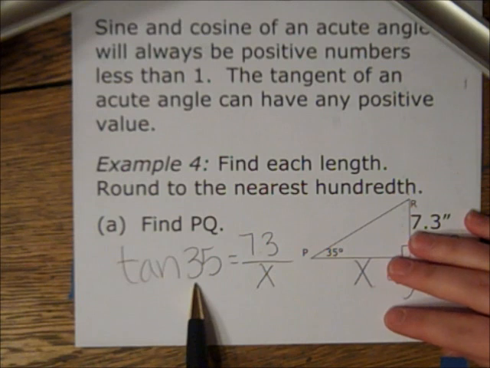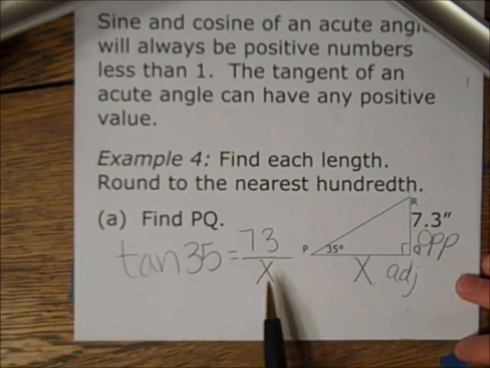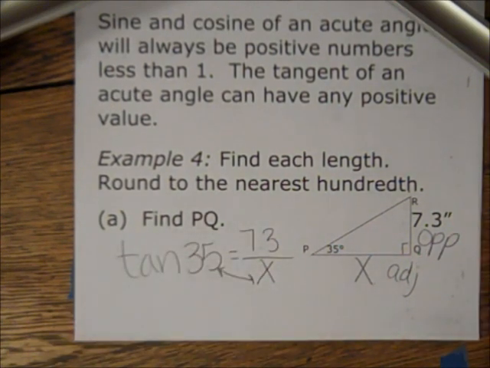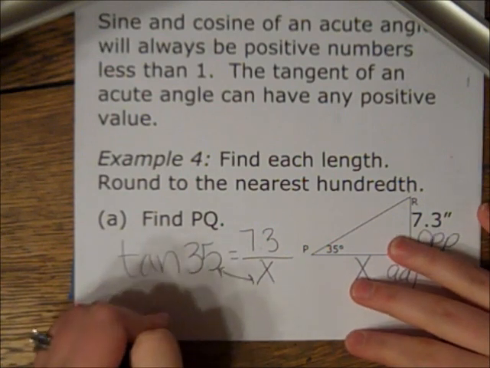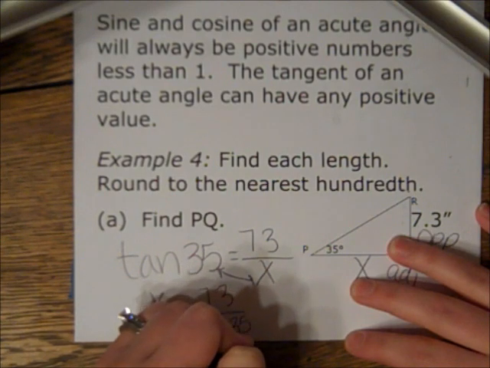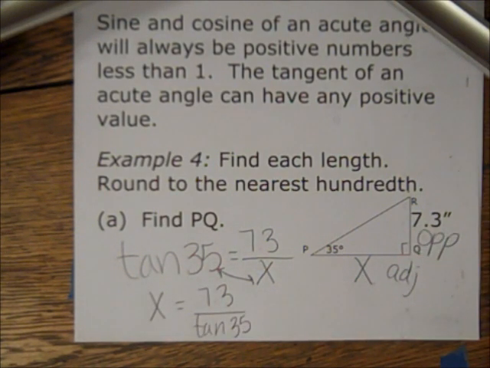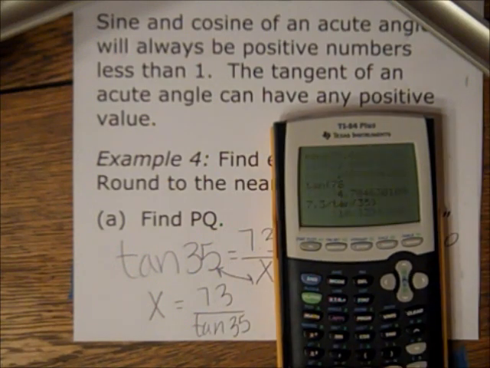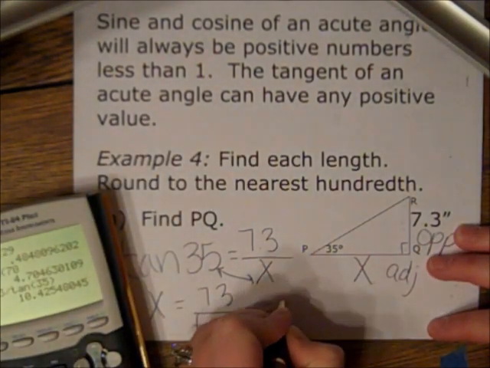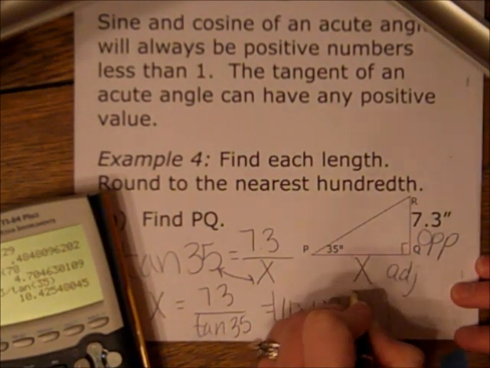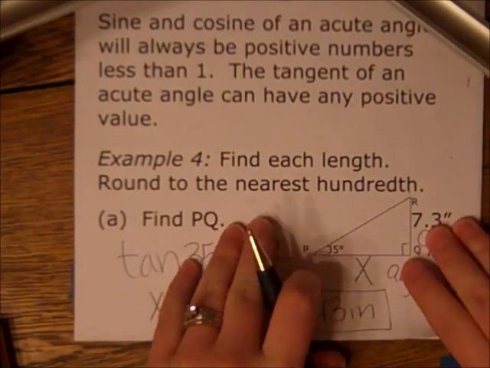Now, the interesting thing about algebra, and I don't know if you've noticed this before, is if your variable is in the bottom, all you have to do is switch places and divide. So I'm going to rewrite this. X is going to be over here, and tangent of 35 is going to be on the bottom. Then I just type this in my calculator. 7.3 divided by tangent of 35. Press enter. And I have my answer, 10.43 inches.